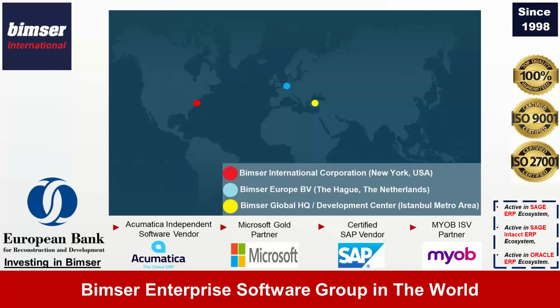As a company, we are about 200 people. We are a growing organization. We are also an independent software vendor, ISV of Acumatica, SAP. We are a gold partner of Microsoft. We are also very close with working with Sage ERP ecosystem as well. So while our products are ready to work standalone, we are also working with many different ERP systems, and we are very excited with our partnership with MYOB.